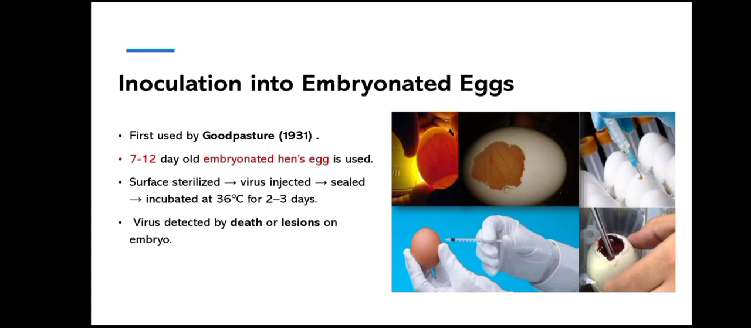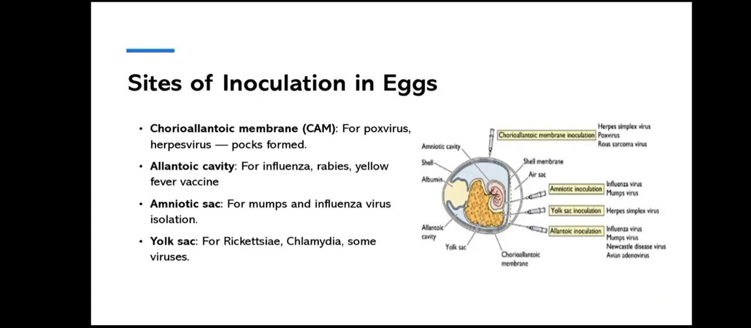We can use the duck egg since it is much bigger, so it can be used for a better yield of vaccines, especially rabies vaccines. It is used for the preparation of inactivated non-neural vaccines and so on. Now let's see the routes of inoculation into the embryonated egg. These are the routes or sites where virus is inoculated into the embryonated egg.